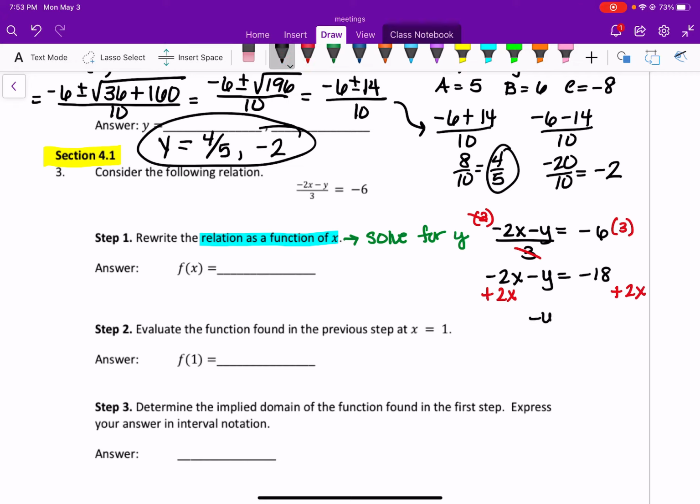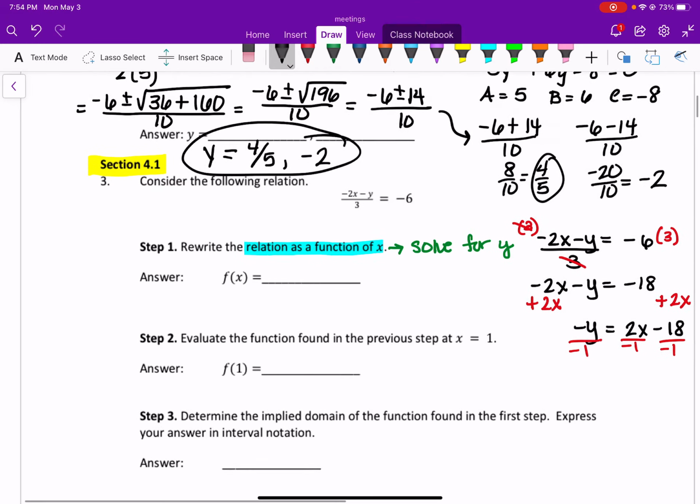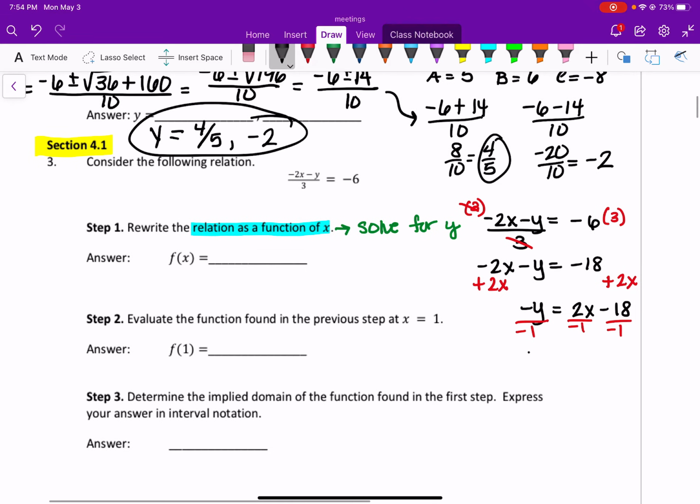So we have negative y is equal to 2x minus 18, or if you put the negative 18 first, that's perfectly fine. And then we're going to divide everybody by negative 1. And basically all this is going to do is change our signs over here. So we're going to get y equals negative 2x plus 18. And that's going to be our answer here, negative 2x plus 18.